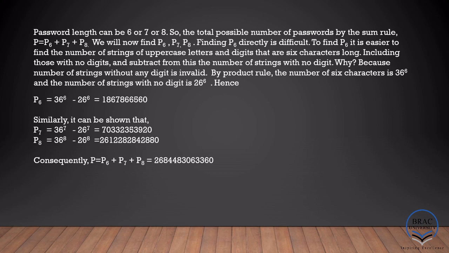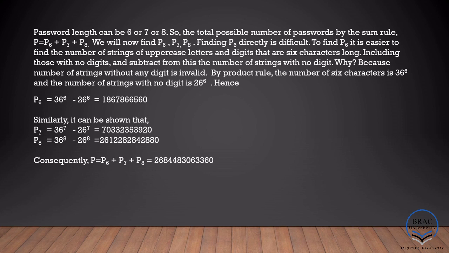Therefore, when we are picking a password where the length is 6, we have 36 different options: 26 uppercase letters plus 10 digits. We can pick any letter, or we can pick any digit. So we have 6 different places, and we have 36 options for each place, right? So we have 36 times 36 times 36 times 36 times 36 times 36, that is 36 to the power 6.